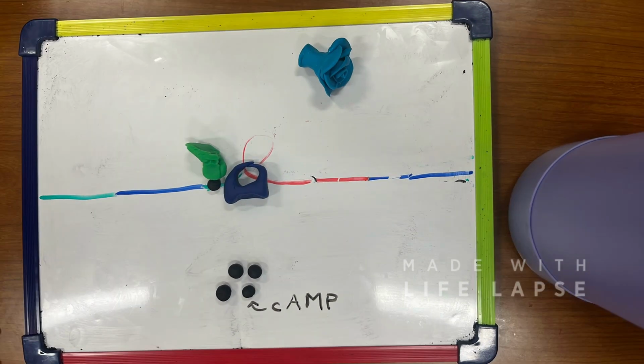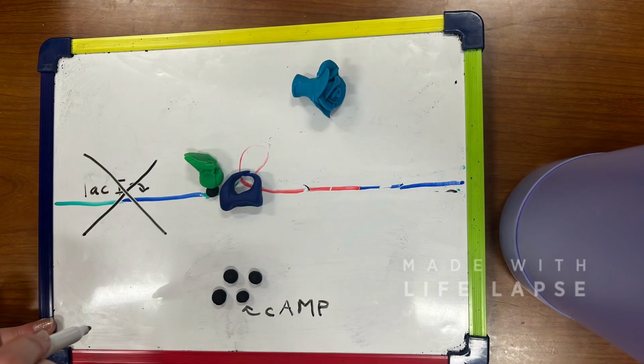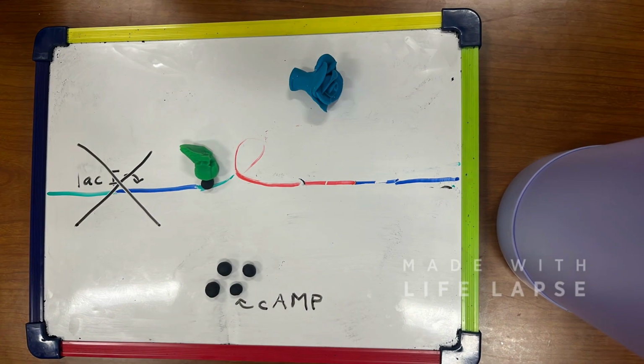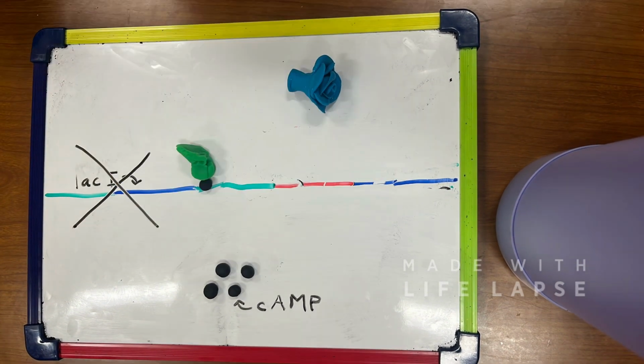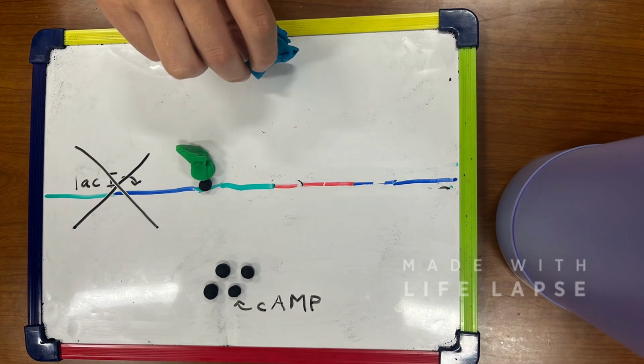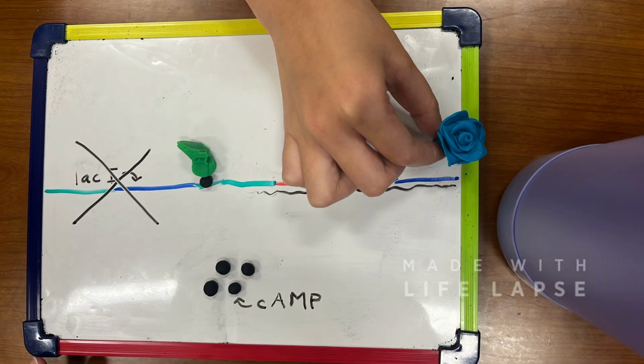So here we have decided to mutate the Lac I so it's non-functional. This causes the repressor to not exist, which causes the loop to not exist, which then allows the RNA polymerase to bind, and it causes transcription to occur whenever glucose is low, regardless of how much lactose is in the environment.